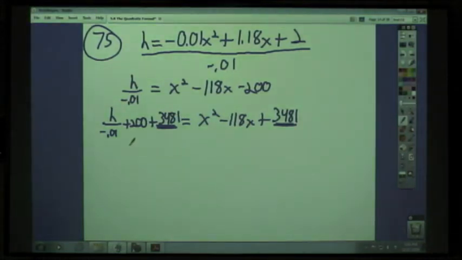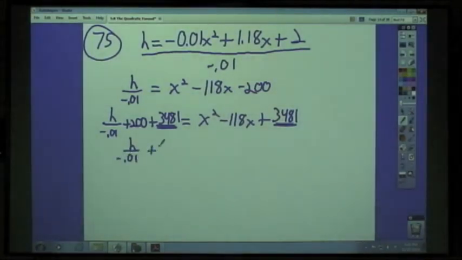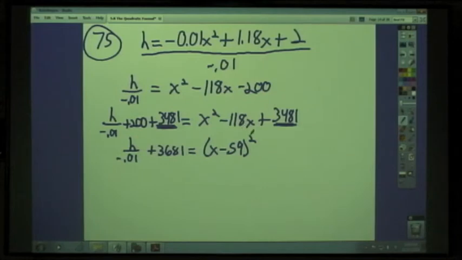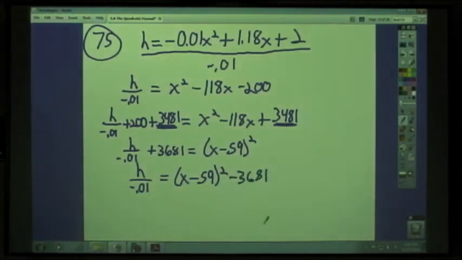And so then, on the left-hand side of this equation, you are going to have a positive 3,681. On the right-hand side, it's going to break down to x minus 59 squared. How do I know that? Remember, 118 divided by 2 is the negative 59 here. So then what I would want to do is get h by itself again. I'm just going to reverse some of the stuff I did earlier. I'm going to take this and subtract the 3,681. This is going to give me x minus 59 squared minus the 3,681.